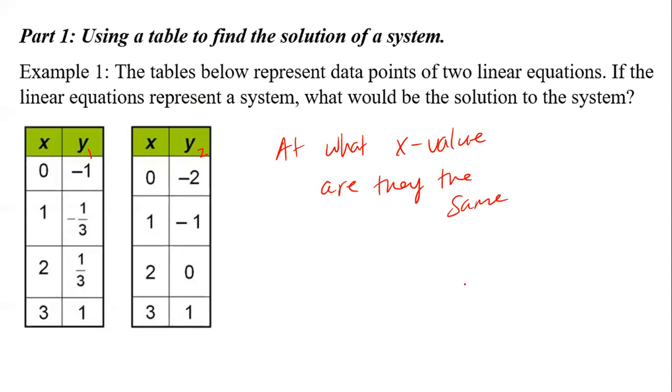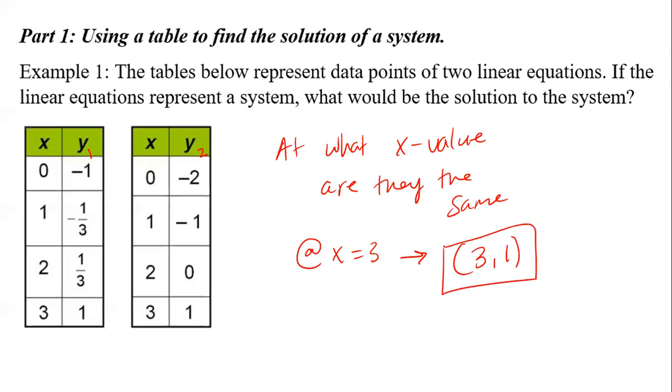So our answer would be 3, right? At x equals 3, therefore our solution is (3, 1). Boom. That's it for tables. Do you think you can handle analyzing a table and finding the solution? Easy breezy, right?